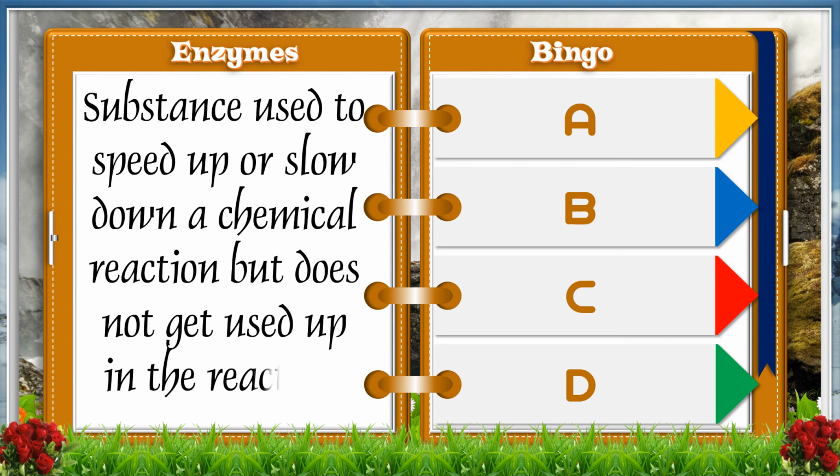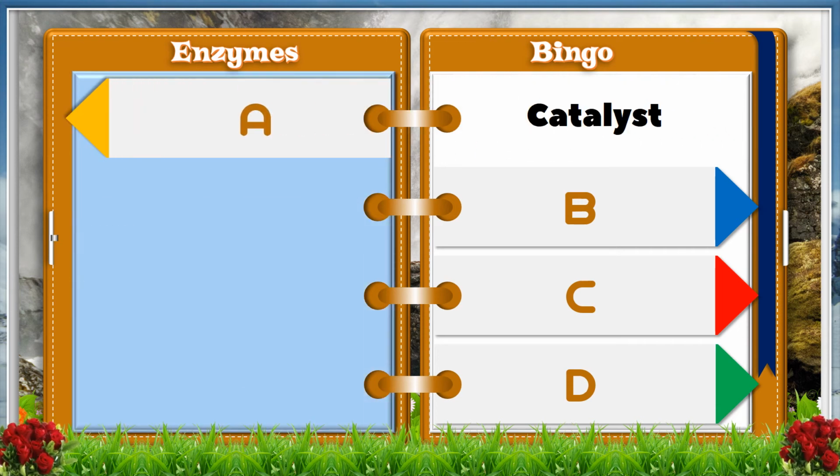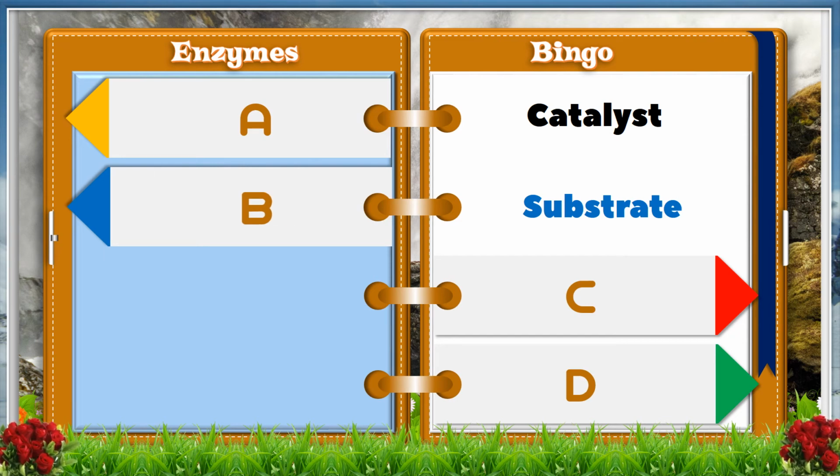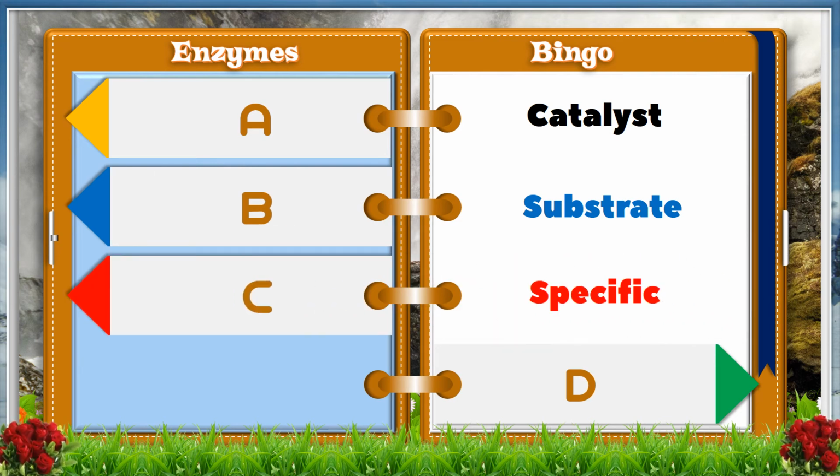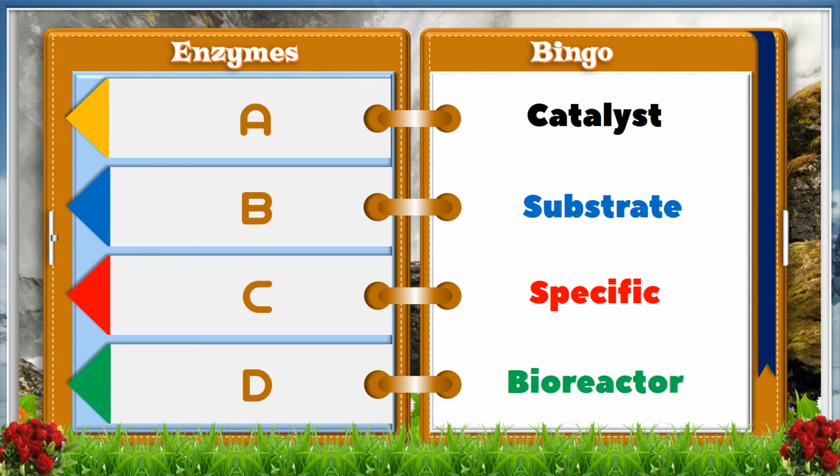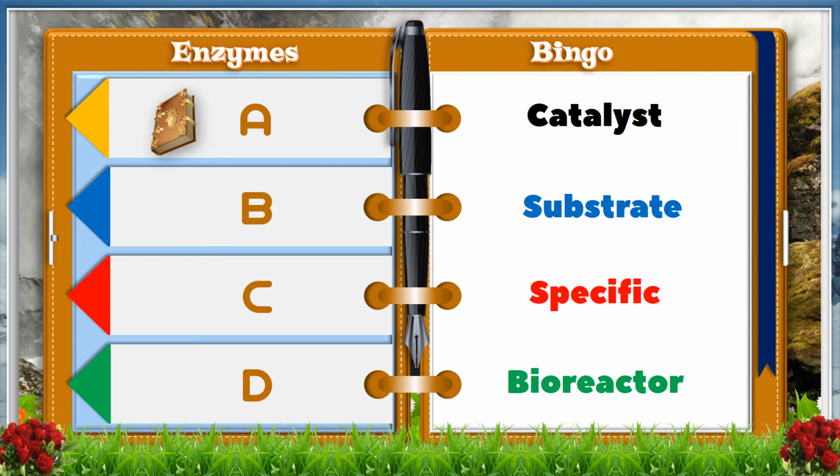Substance used to speed up or slow down a chemical reaction but does not get used up in the reaction. A. Catalyst. B. Substrate. C. Specific. D. Bioreactor. And the answer is A. Catalyst.